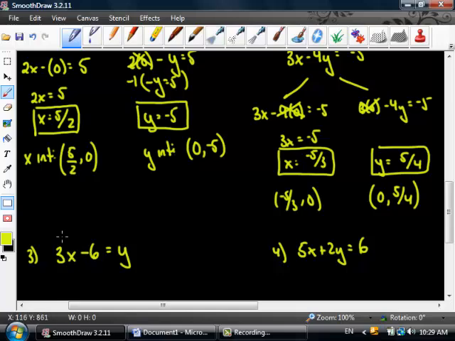Let's see here. We know that this one is really going to be 3x minus y equals 6, right? We know that, yes? Okay. So, what is the x-intercept of this function here? Chief, what'd you get? Give me the x-intercept, please.